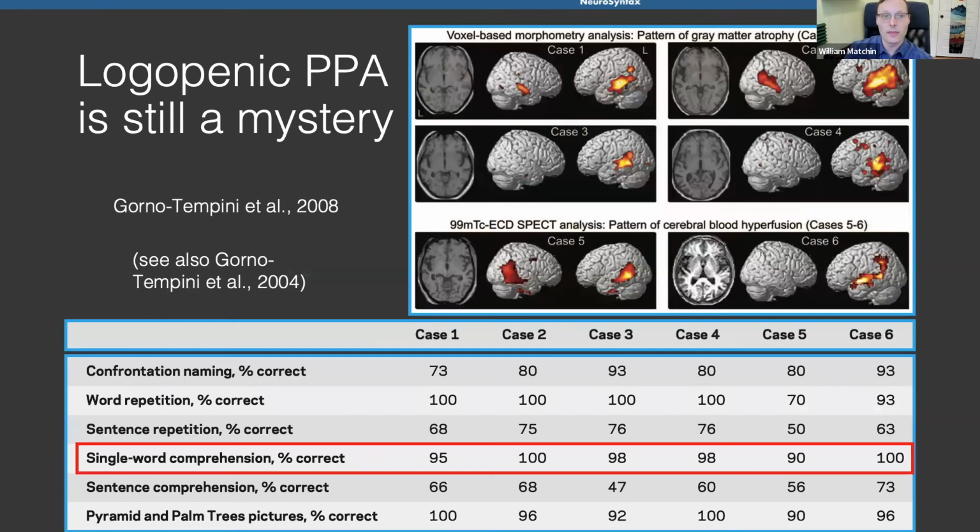Logopenic PPA, right, is still kind of surprising, even incorporating that fact, because this is where the peak atrophy is, right? If Wernicke's area, if the posterior middle temporal lobe, is a super important area for comprehension, then you would expect that atrophy to this area should cause some pretty severe word comprehension deficits. And that's just not what you see.